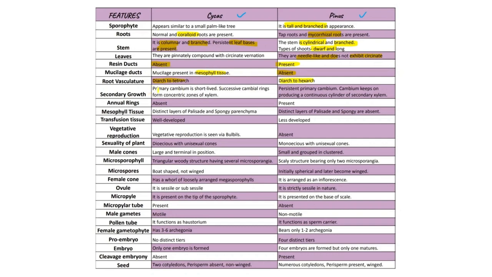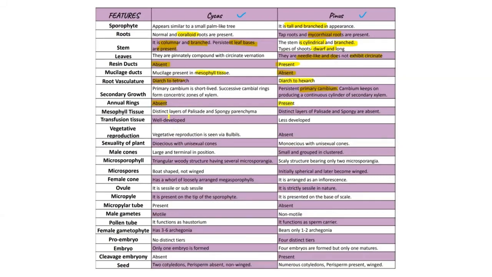If you talk about secondary growth, then the primary cambium is very short-lived in the case of cycas, and successive cambial rings are formed from concentric zones of the xylem, whereas in pinus the persistent primary cambium is present, and the cambium keeps on producing a continuous cylinder of secondary xylem. Annual rings are absent in the case of cycas, whereas they are present in the case of pinus.